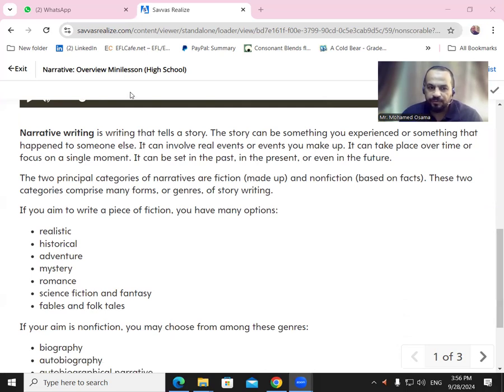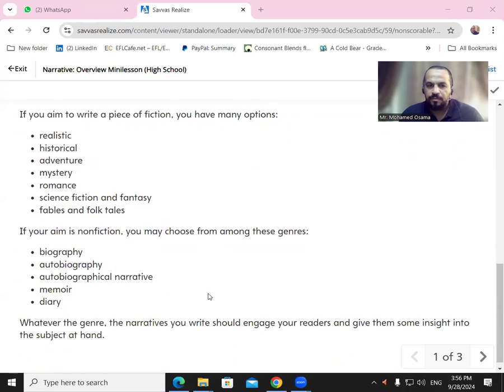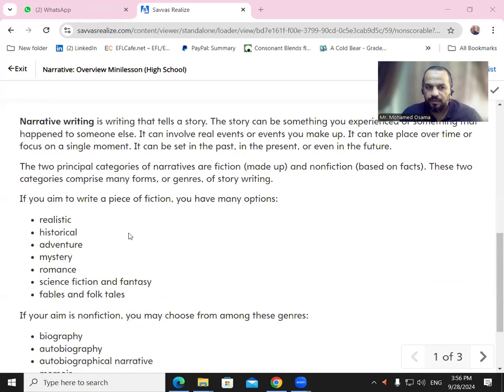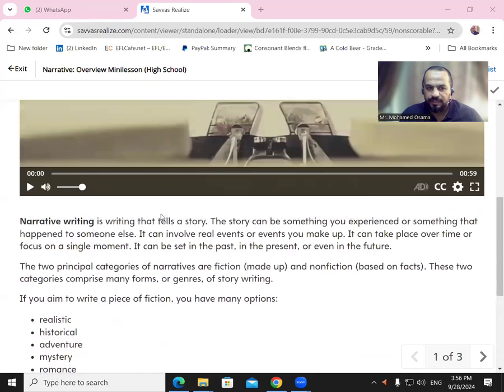For the fiction one, it could be realistic fiction, historical, adventure, mystery, romance, science fiction and fantasy, or fables and folk tales. This is for the fiction. As we said, fiction means unreal stories. Now we have another type, which is the non-fiction, which is called biography, autobiographical narrative, memoir, and diary. So simply, these are the kinds of narrative writing.